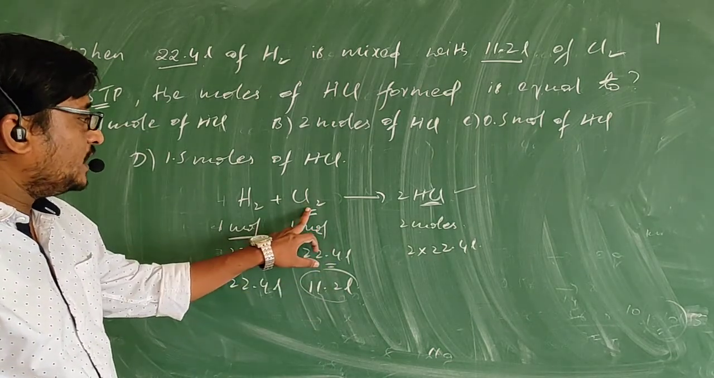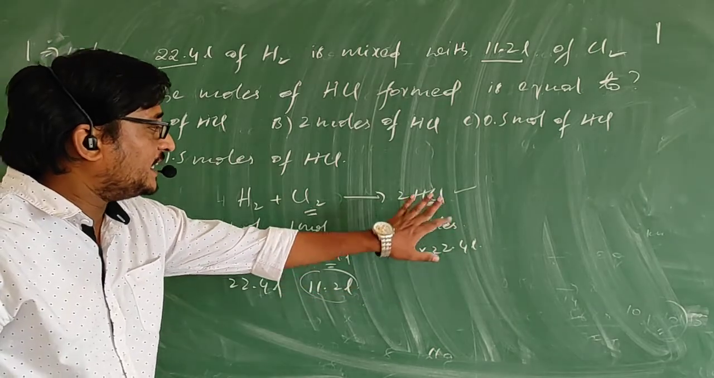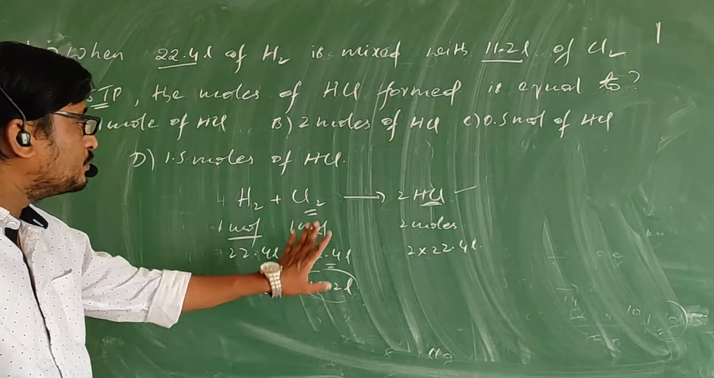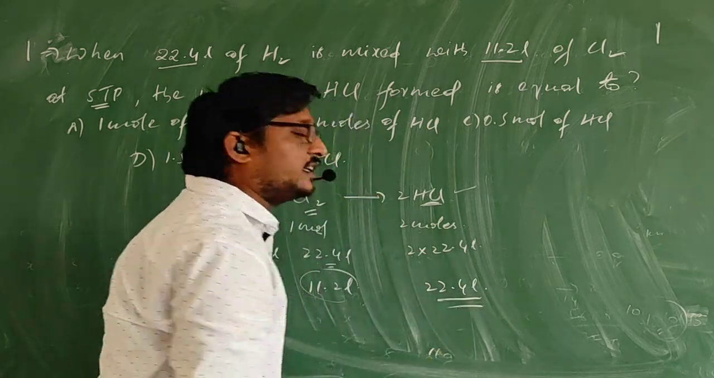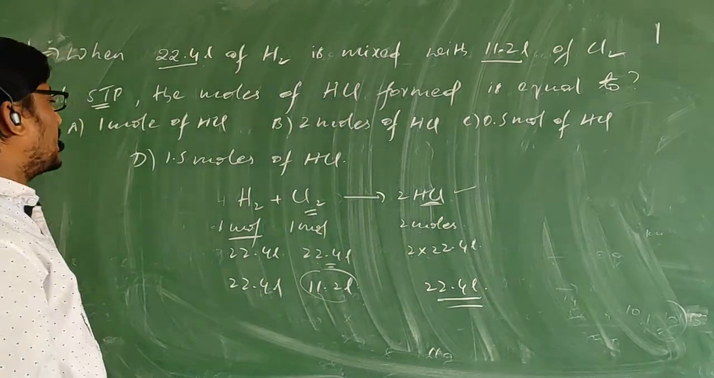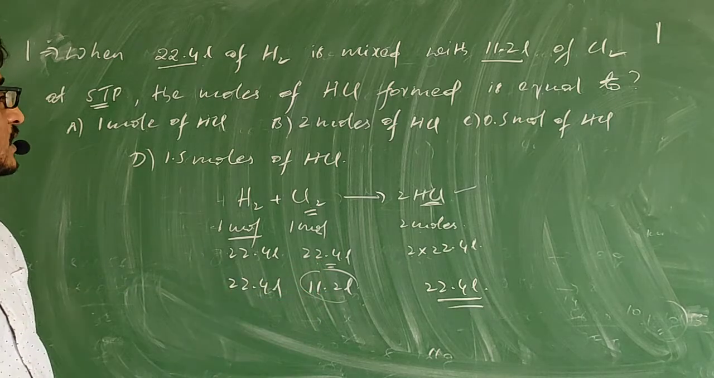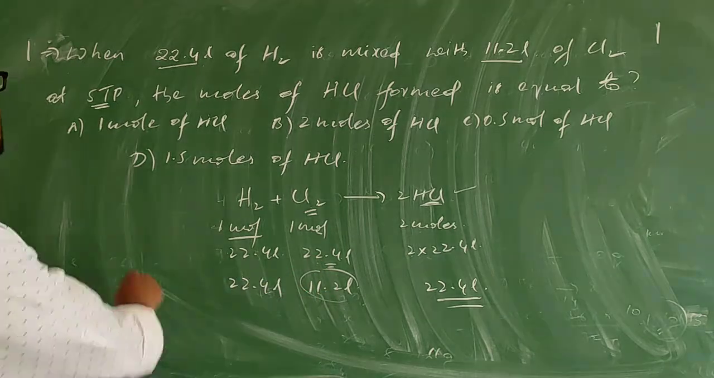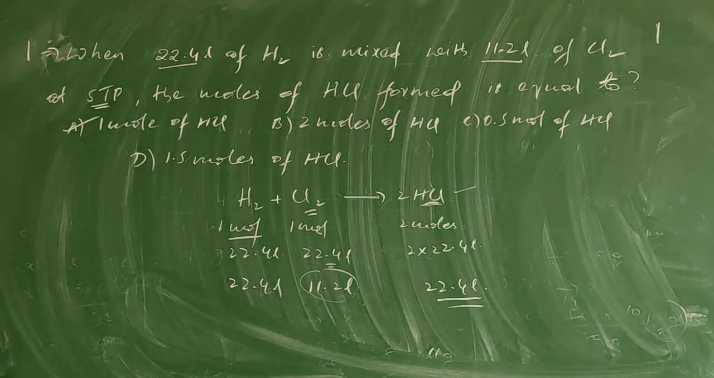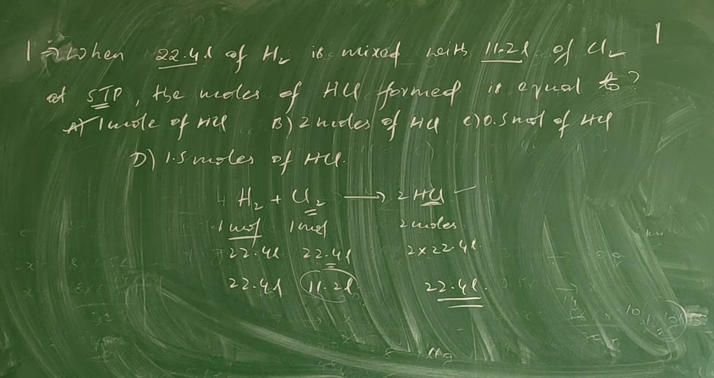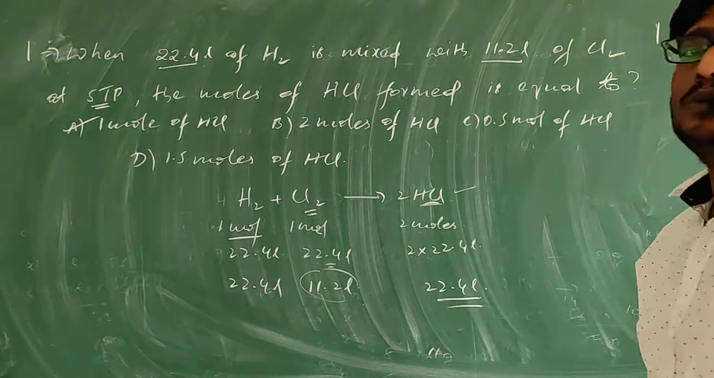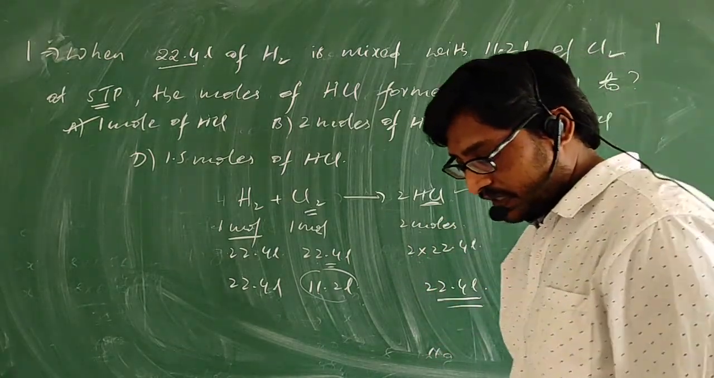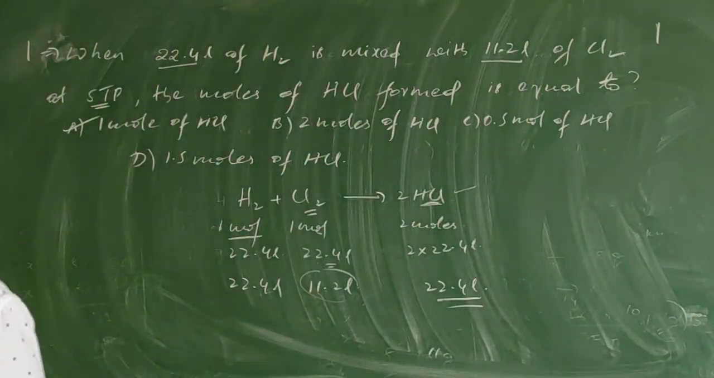22.4 liters chlorine is forming 44.8 liters HCl. Then 11.2 liters chlorine will be forming 22.4 liters HCl only. So our answer will be 22.4 liters, which represents 1 mole of HCl. Is that right? Simple question. If you know the limiting reagent, you can easily answer this question. Okay, let us see the next question.